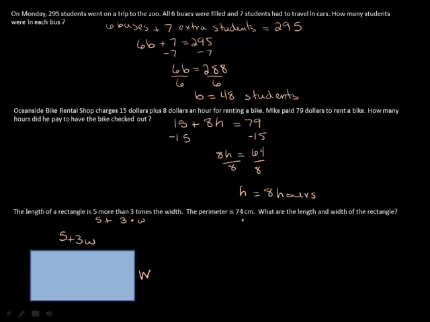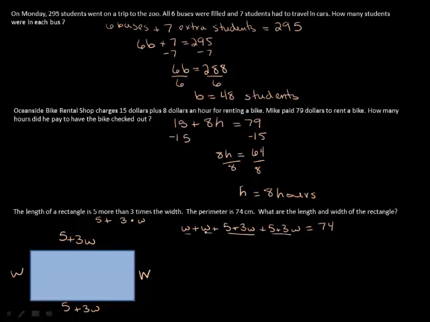Now the perimeter is 74. How do we find perimeter? We add up all the sides. So this will also be W, and this will also be 5 plus 3W. So I'll have W and another W, and a 5 plus 3W, and another 5 plus 3W. That's all 4 sides. 1, 2, 3, 4. Drawing the picture helped me not to miss out on any of the parts of this.